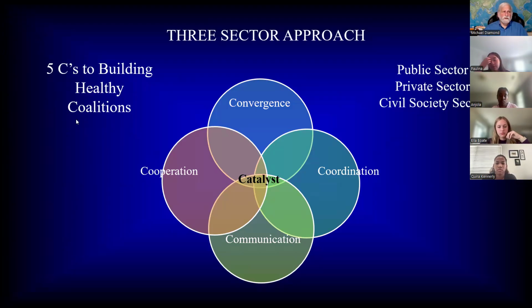So here are the 5 C's to building healthy coalitions. It's a 3-sector approach that brings together the public sector, the private sector, and civil society. So what's the public sector? What's an example of a public sector organization? So the public sector is government.